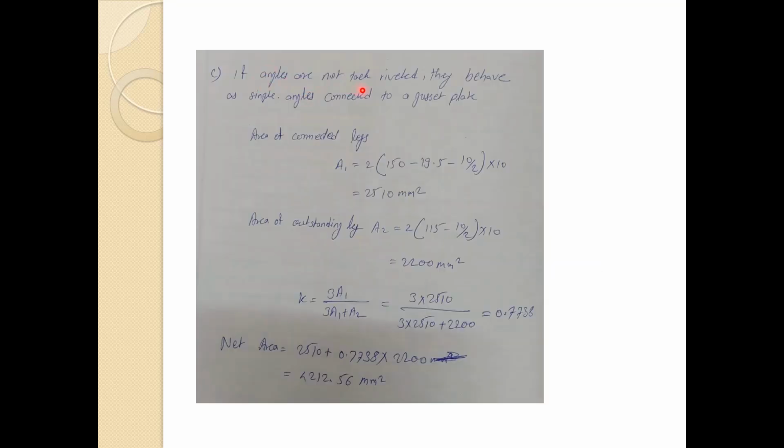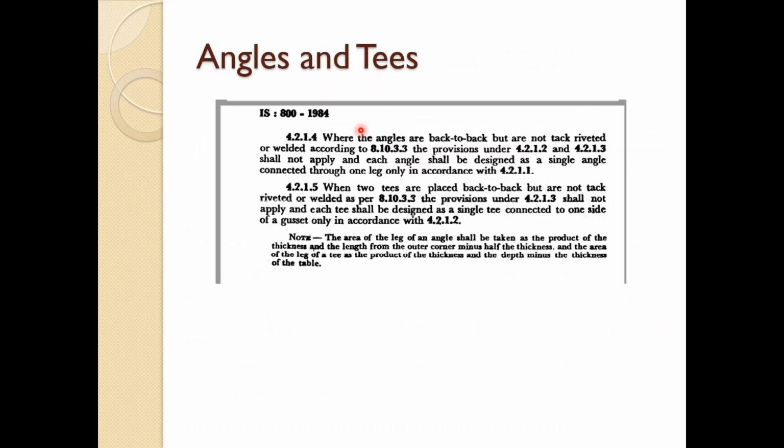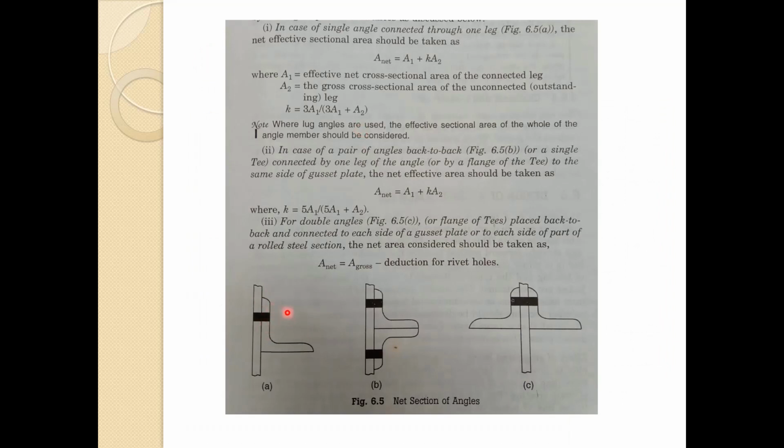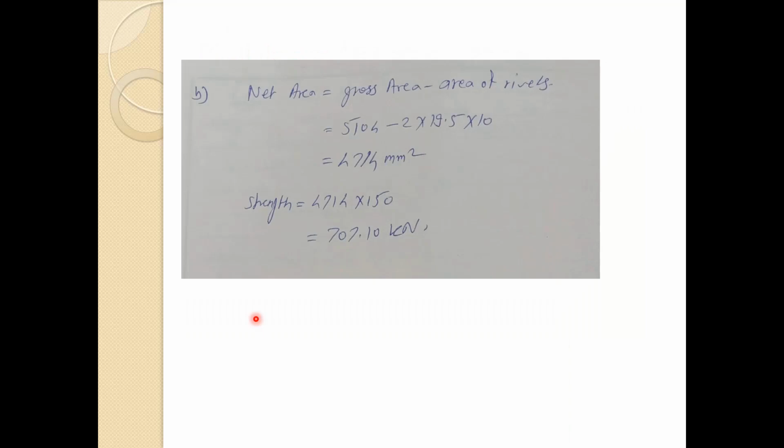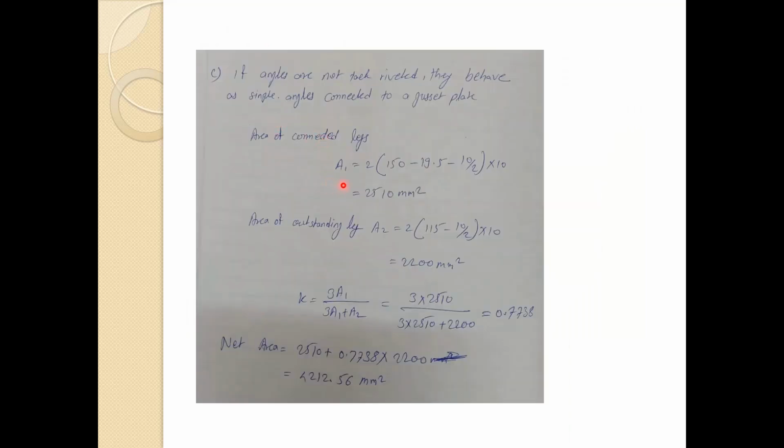Now if the angles are not tack riveted and they behave as single angles connected to the gusset plate, both angles behave like this condition. They are on either side, but since they are not tack riveted, they behave like independent sections. We'll see what happens. The area of the connected leg, A1, is 2 into 150 minus 19.5 into 10 by 2 into 10, that is 2510, and the outstanding leg, A2, is 2 into 115 minus 10 by 2 into 10, that is 2200.